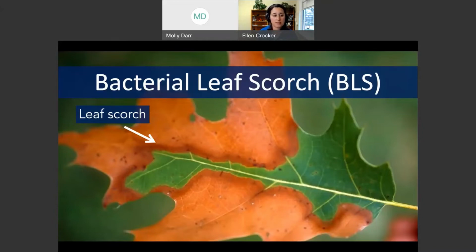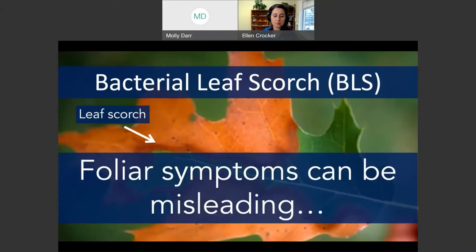But this kind of emphasizes something that I hope through this wilt section has become apparent, that these foliar symptoms can be misleading, because someone might see this bacterial leaf scorch in the leaves and think, oh, I have a leaf issue. But really what they have is a problem with the vascular system of the tree. And that's much more serious in my mind than an issue on leaves.